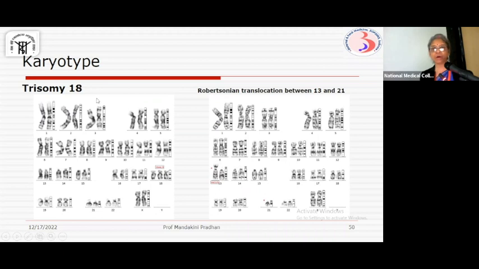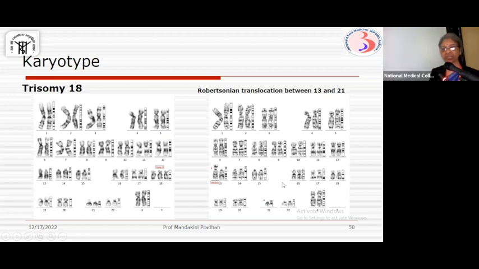Trisomy 18, a malformed fetus, you see trisomy 18. Similar to RSA, you may see a Robertsonian translocation between chromosomes 13 and 21. Chromosome 21 attaches to 13, so here the total number of chromosomes will be 45 instead of 46, because these two are not counted as 13 and 21, they are counted as one. The translocation is between 13 and 21.